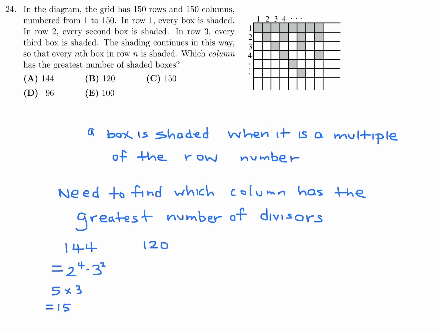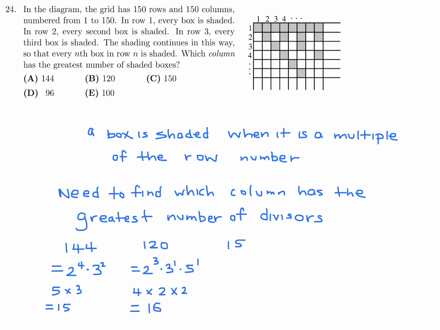120 is my next answer choice. What is 120 broken down into prime factors? It's 2 to the power of 3 times 3 to the power of 1 times 5 to the power of 1. Now we have to figure out the number of factors. Again, same thing. Take the exponent, add 1, so 3 plus 1 is 4. Then you take the next exponent, 1, add 1, which is 2. Then the next exponent, 1, add 1 is 2. And then you multiply those. 4 times 2 times 2 is 16. So 120 has 16 divisors.